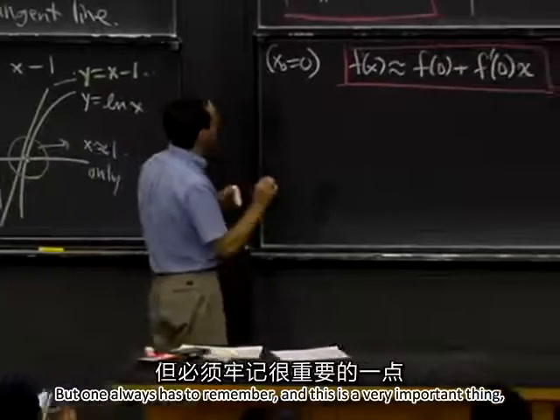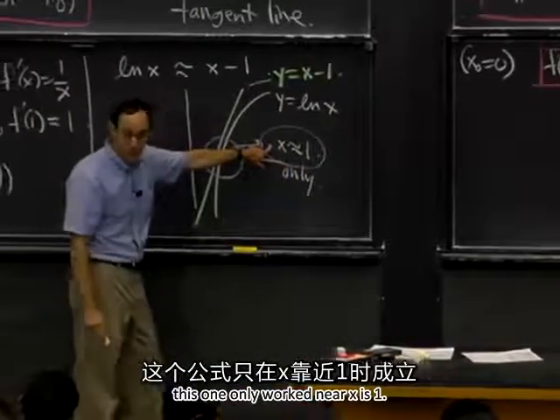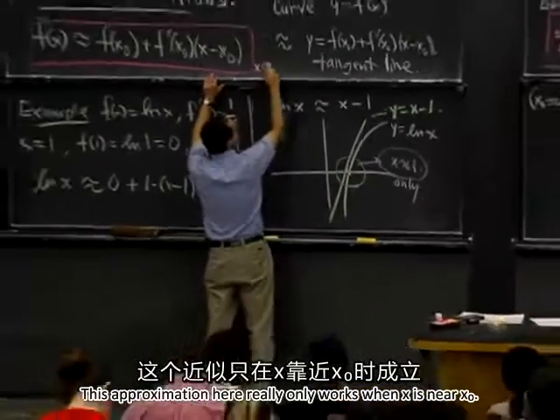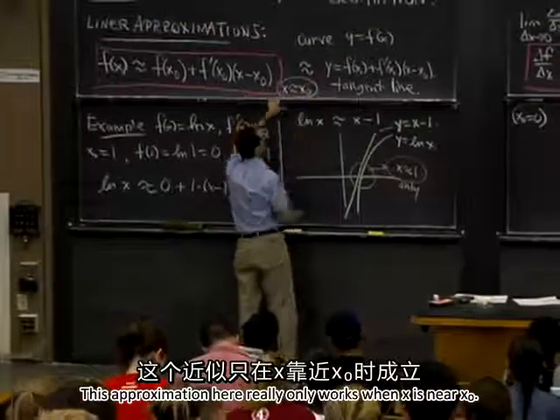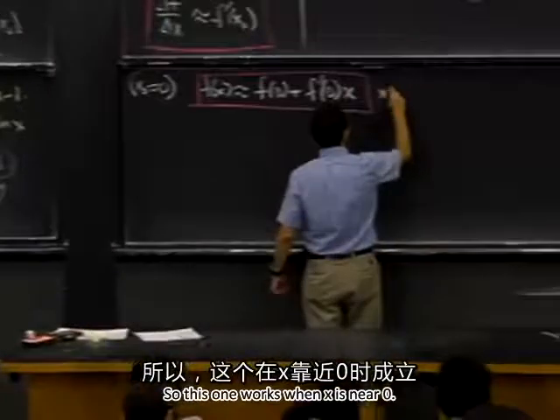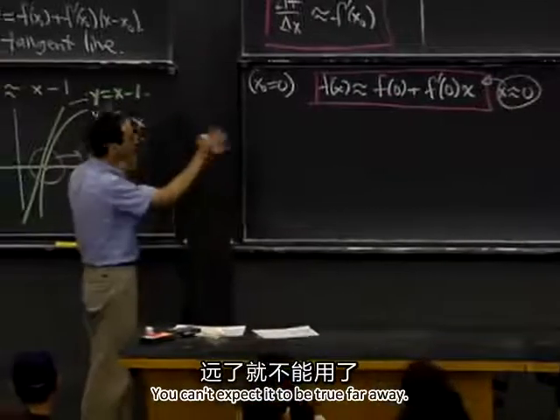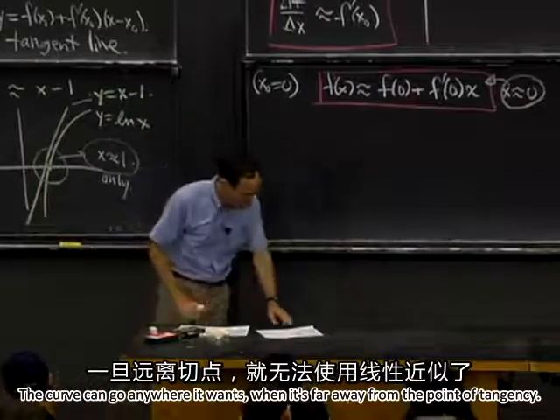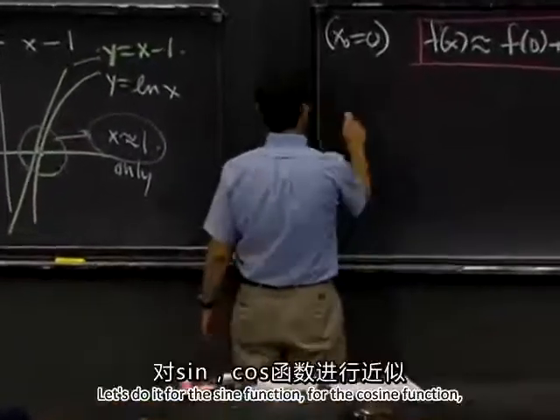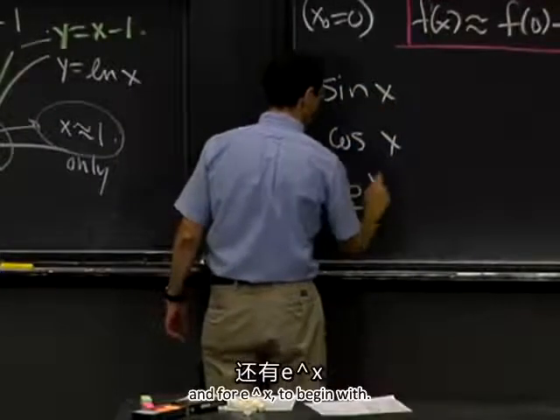But one always has to remember, and this is a very important thing, this approximation here really only works when x is near x0. All right, so that's a little addition that you need to throw in. So this one works when x is near 0. You can't expect it to be true far away. The curve can go anywhere it wants when it's far away from the point of tangency. So, okay, let's work this out. Let's do it for the sine function, for the cosine function, and for e to the x to begin with.